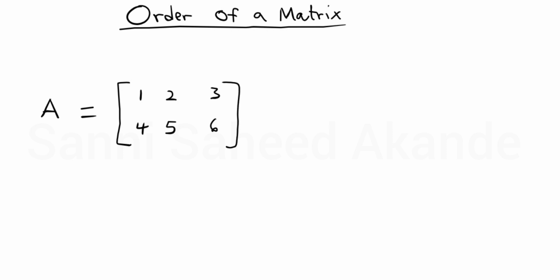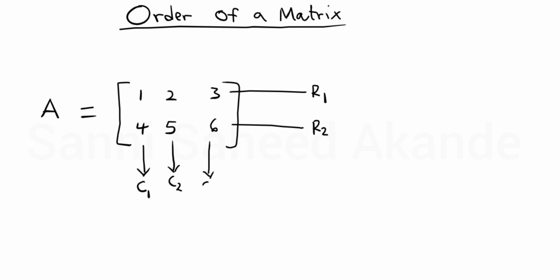All right, so you see this 1, 2, 3 on the horizontal arrangement is what we call a row. So this is our row 1. This 4, 5, 6 on the horizontal arrangement is our row 2. This 1 and 4 vertically this way is our column 1, the first column. Then this 2 and 5 is the second column, and then 3 and 6 here is the third column. Understood?